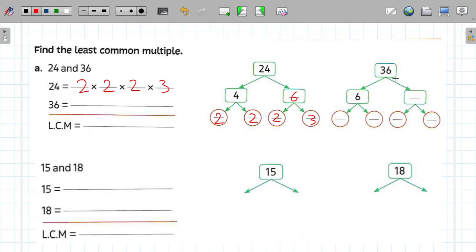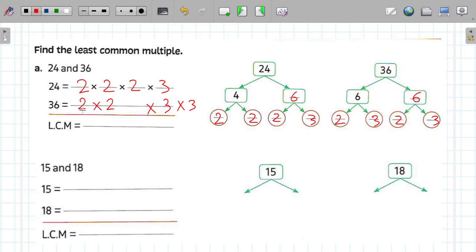Next I have 36. 36 is 6 by what? 6 by 6. Okay, and 6 equals 2 by 3, and 6 equals 2 by 3. So the prime factorization of 36 is 2 by 3 by 2 by 3. Okay, so I will write 2 under 2, and 3 under 3, and 2 under 2 again, and 3 under 3. But I don't have any 3, so I will write 3 in one column. Okay, so it will be 2 by 2 by 3 by 3.